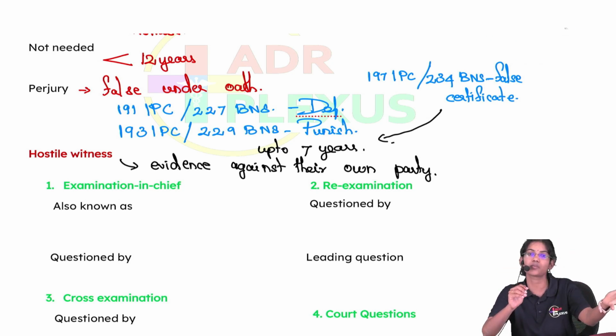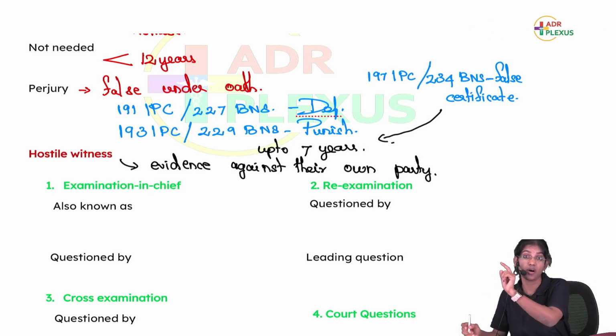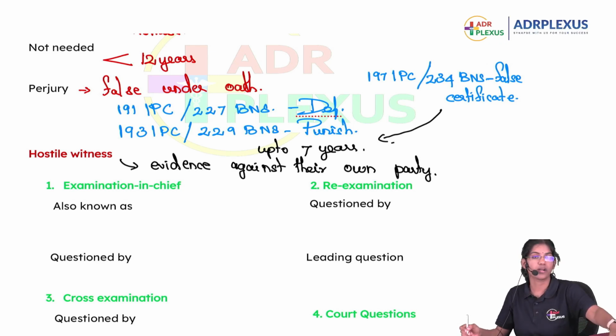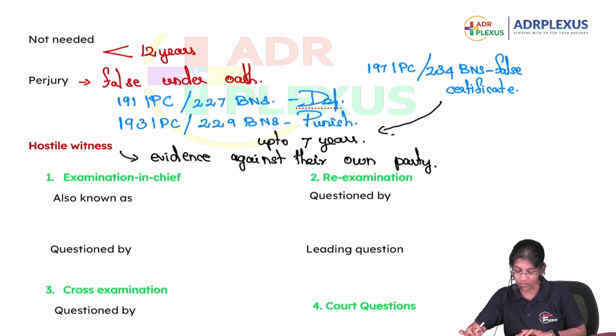What was the knowledge available before, and what is the knowledge available today? So remember, hostile witnesses need not always be perjuring. They give line items. Hostile witnesses are not always punished under this particular section.